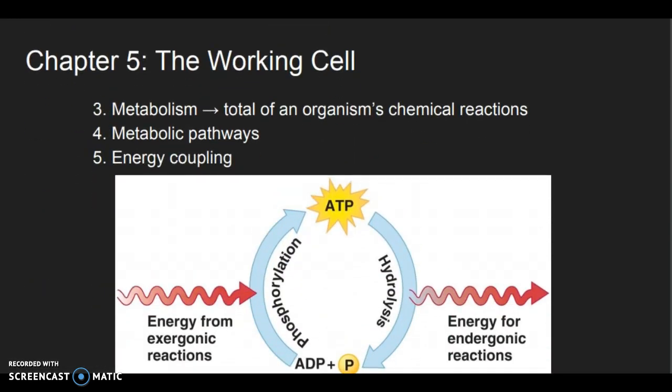Now, energy and chemical reactions are most often associated with metabolism, which is the total of an organism's chemical reactions as a whole. Now, in a cell, there are many different metabolic pathways, and many of them would not be able to go through if it weren't for energy coupling. Now, what energy coupling is, is that it takes the energy from exergonic reactions and couples it with energy for endergonic reactions so that the reaction as a whole can go through.